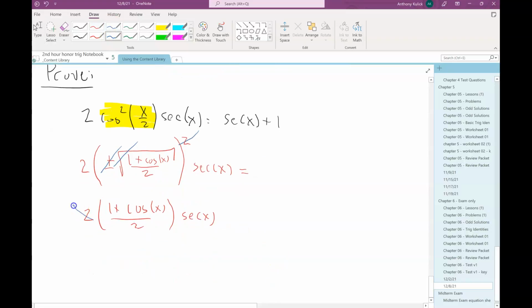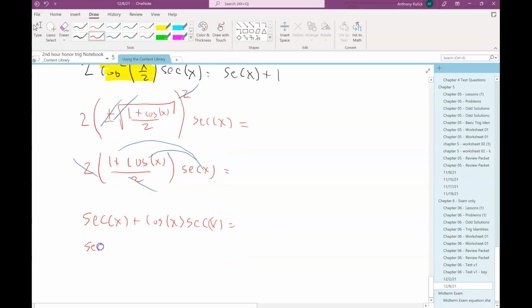Then looky here. Times 2 divides by 2. So we just have to distribute this stuff through. And I know cosine x times secant x is just 1, right? I skipped some steps on doing that, but at this point, I expect that you look at that and you're like, yeah, that's easy to show that that's 1.